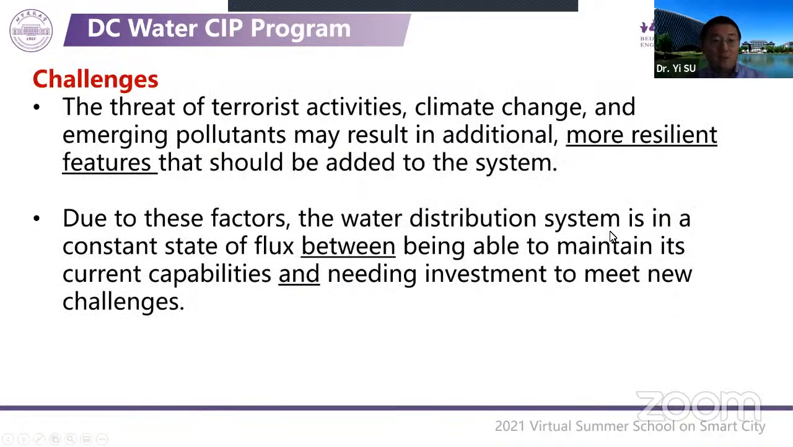And the challenges. The threat of terrorist activities, climate change, and emerging populations result in additional, more resilient features to be added to the system. Due to these factors, the water distribution system is in a constant state of flux between being able to maintain its current capabilities and needing investment to meet new challenges. So we should not only fulfill the current demand of the infrastructure, but also consider resilience and fulfill capabilities in the future.